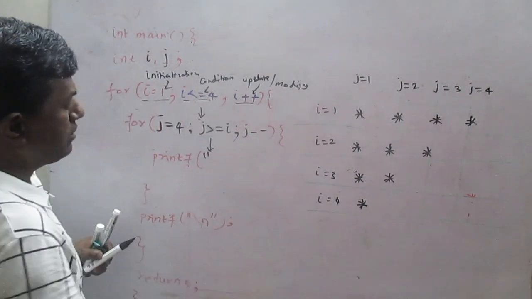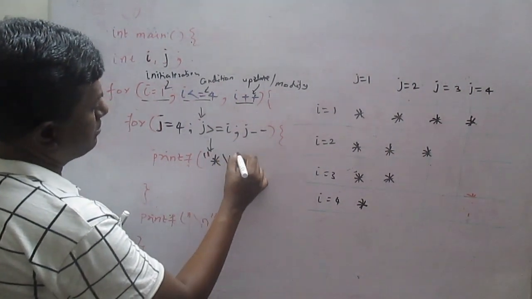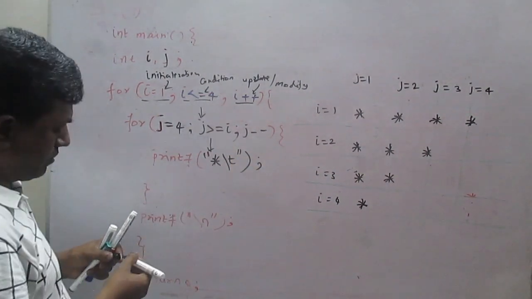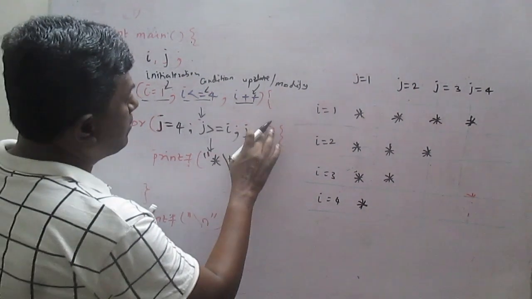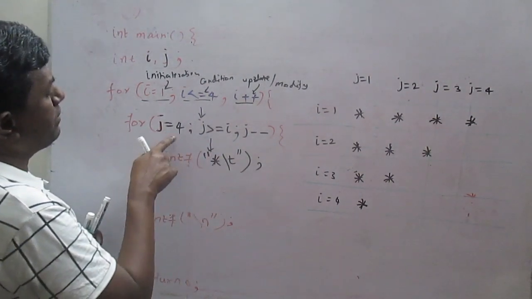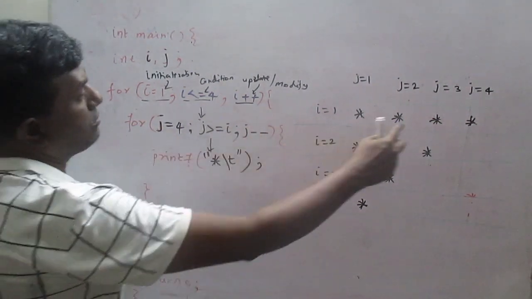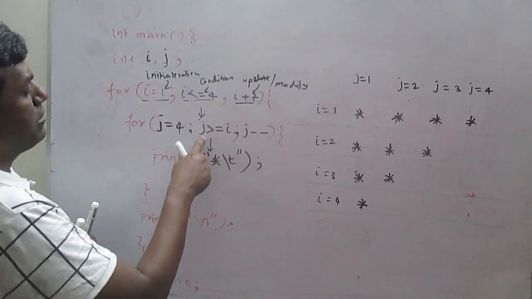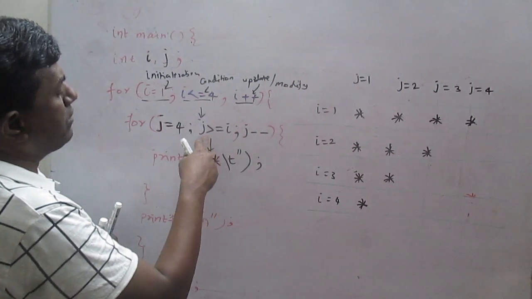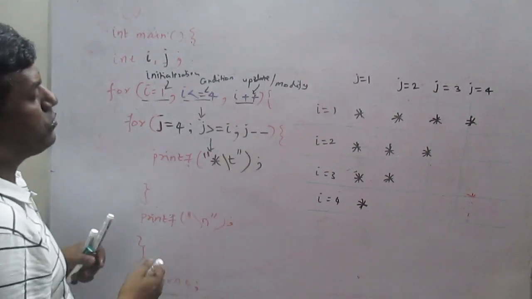Here we want only a star, so we give a tab space. That's it, we have written the program. The only thing we change is the condition: we give the maximum value for j, and previously it was less than or equal, now it is greater than or equal to i. Then j minus minus means it is the post decrement.